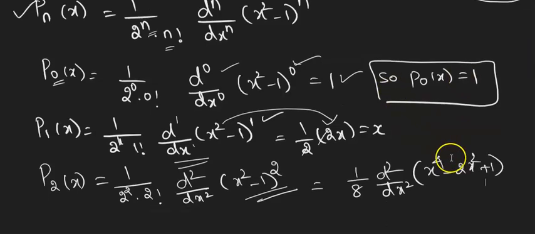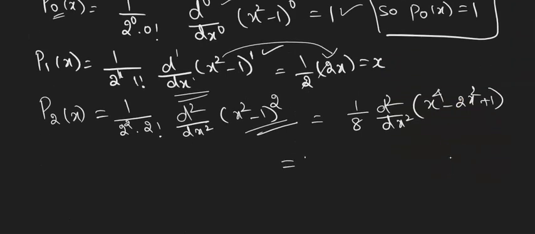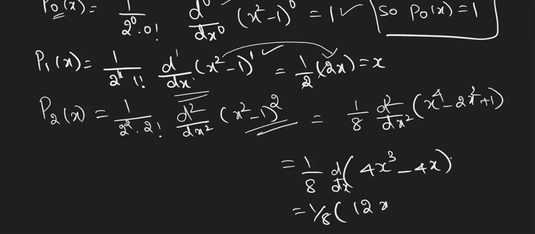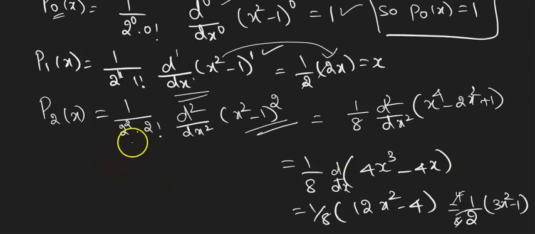If you differentiate this twice, first differentiation, what you will get? 1 by 8 into, if you want you can write d by dx of, you differentiate once, 4x cube minus 4x. Again if you differentiate, 12x square minus 4. So this is the answer. You can take 4 common and simplify: 3x square minus 1. Cancel the 4, it will be like 4 by 8, and then this will become 1 by 2 into 3x square minus 1. So this is P2 of x.